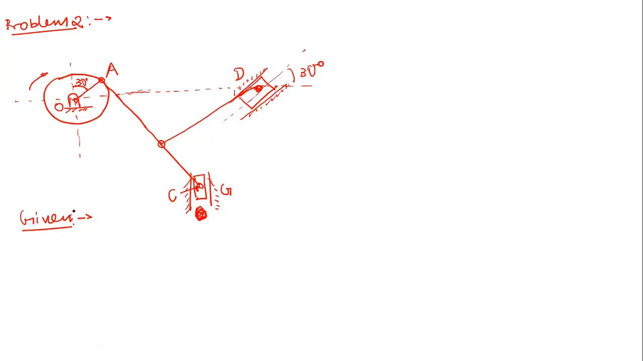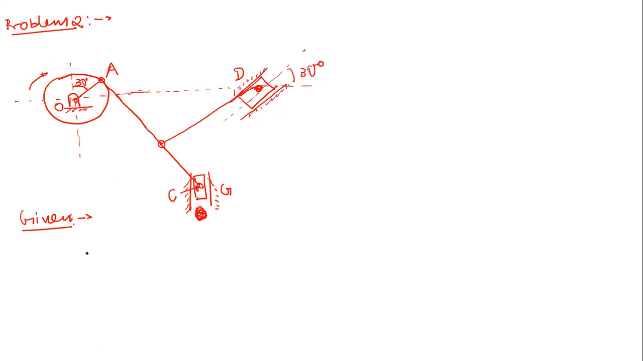So now this is the instant when this OA, right, crank OA, it is making 30 degree with the vertical. So always keep this in mind that this configuration is going to change. The velocity diagram, that is also going to change because this configuration is given for a particular instant of time.